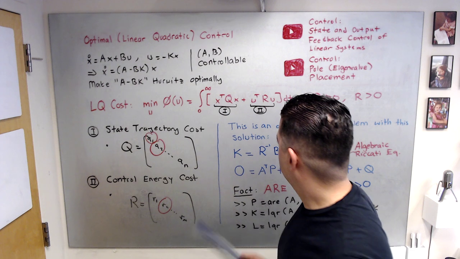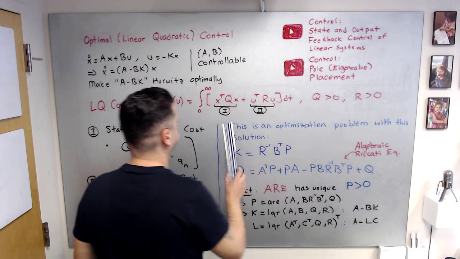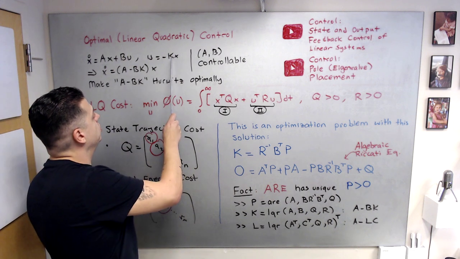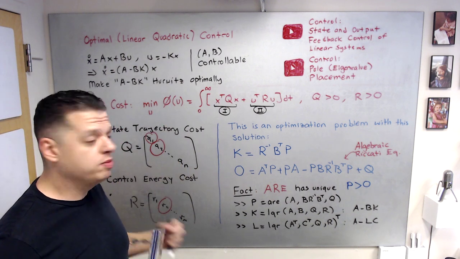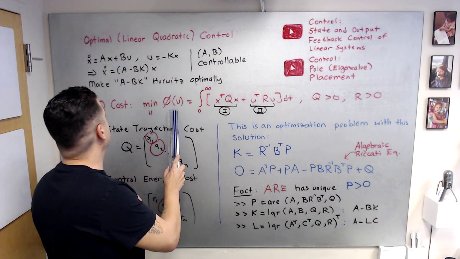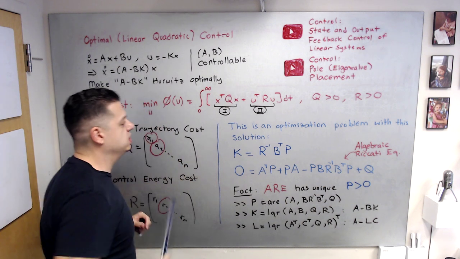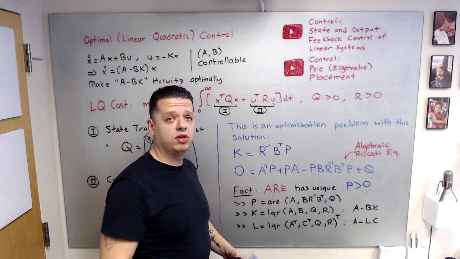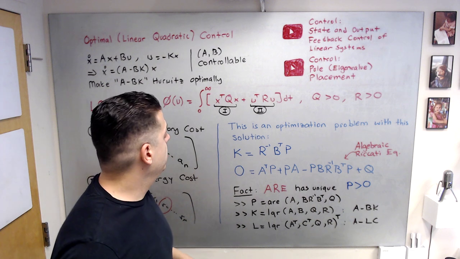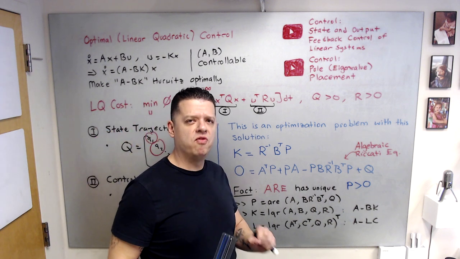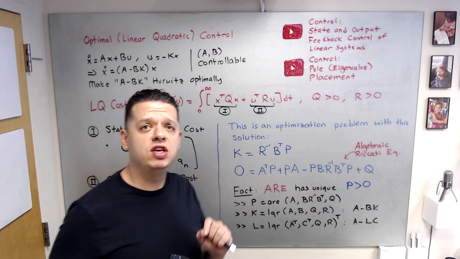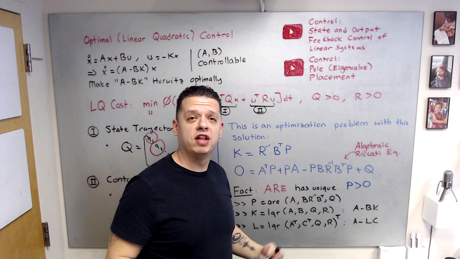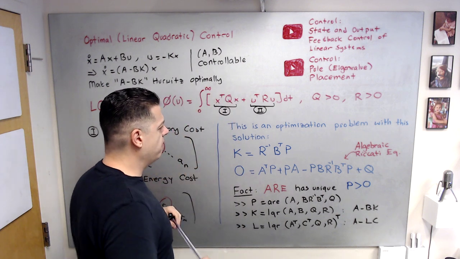So now I would like to talk about what is the optimal solution of this gain K. As I mentioned, this is an optimization problem. You are minimizing this cost function with respect to this system. And I can provide references, or if you want me to do the full derivation, I can. Let me know. I just, in this video, would like to focus on the main point, how we use linear quadratic control, or so-called linear quadratic regulator.